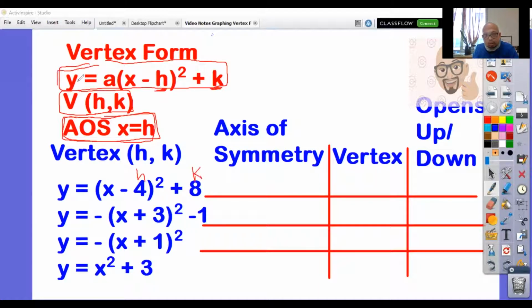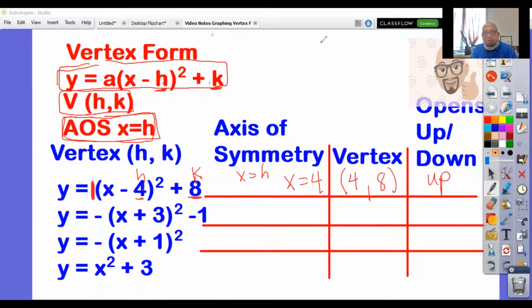Because follow the pattern here. y is equal to a. a in this problem is 1. x is still x. h is still 4. And k there is 8. So the axis of symmetry is x is equal to h. What is h on the problem here? If you say the answer is 4, you're right. So you will write here x equal to 4. But the vertex there is whatever that number, 4, comma, and the k, which in this problem is 8. So that's the vertex, (4, 8). Now, since the value of a here is equal to 1, that opens upward.